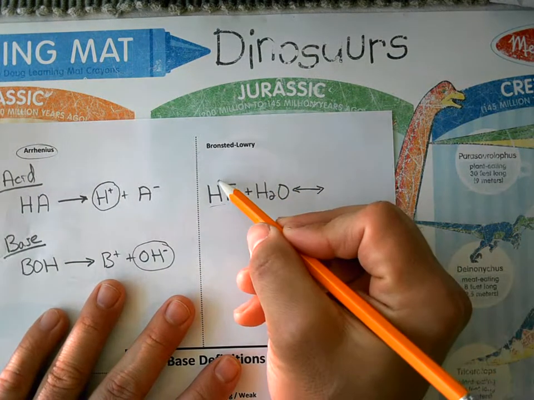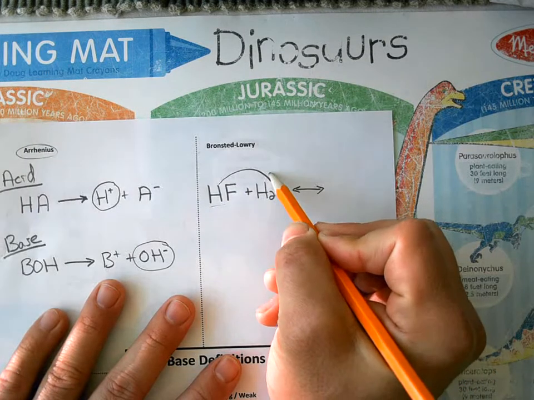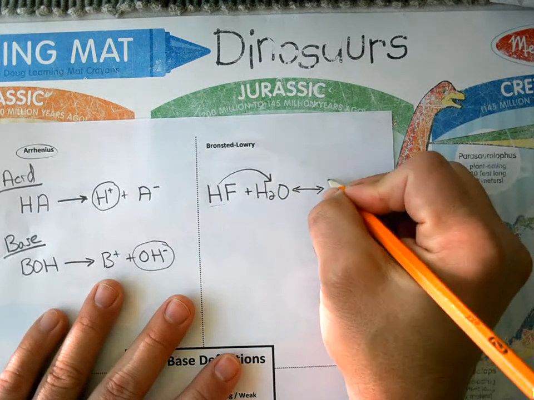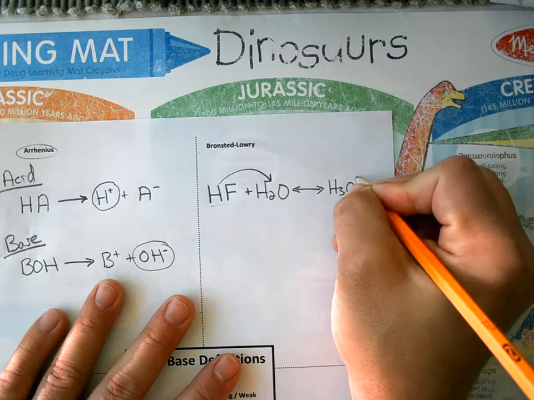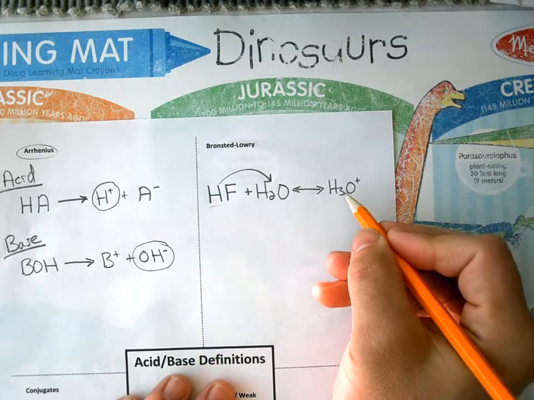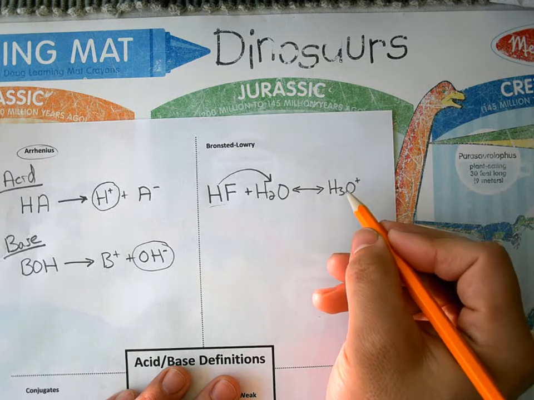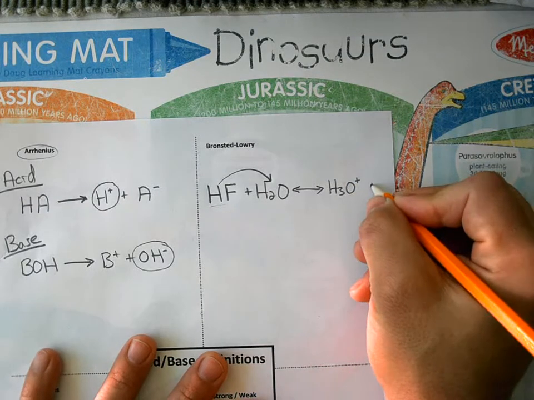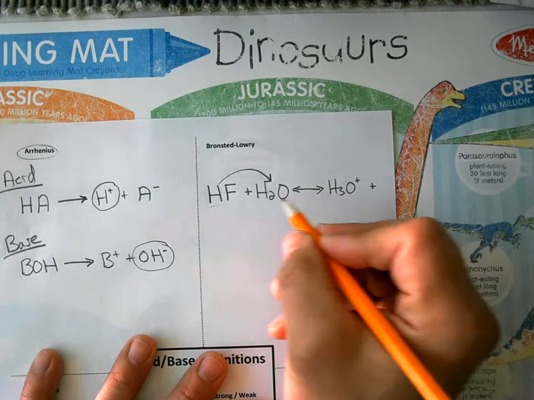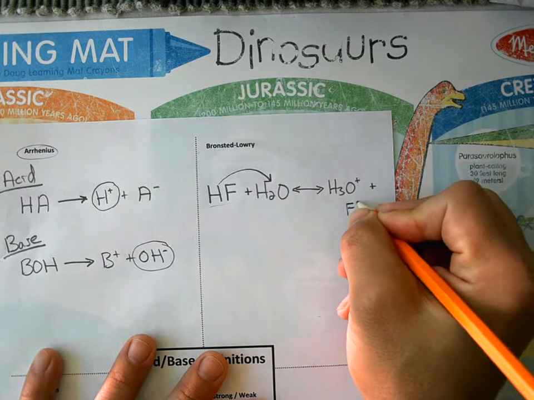So what happens is that this H goes with this H2O to form H3O+. We call this the hydronium ion. So H3O plus is called the hydronium ion. It's almost synonymous with H plus, like almost. And I guess this would then leave the F minus on its own.